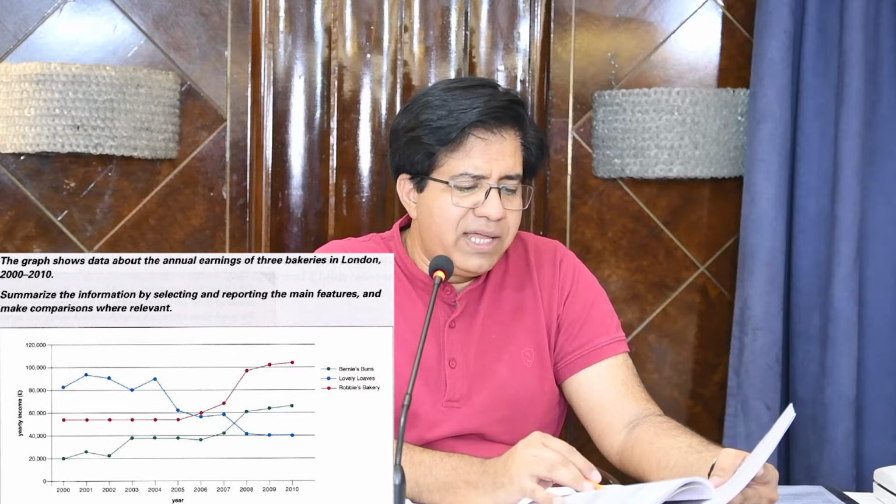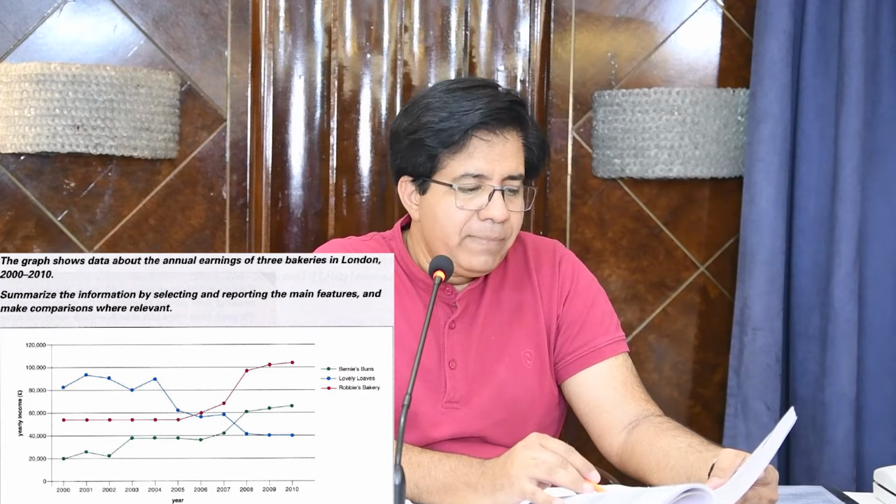So you can see here the names of bakeries. One is Bernie's Buns. Can you see on the right side? Bernie's Buns, Lovely Loaves, and Robbie's Bakery. And down there we've got years, yearly income, and all that. So the top trend, the first one, is Bernie's Buns, second is Lovely Loaves, and the last one is Robbie's Bakery. Okay, you can see this all in color, right?